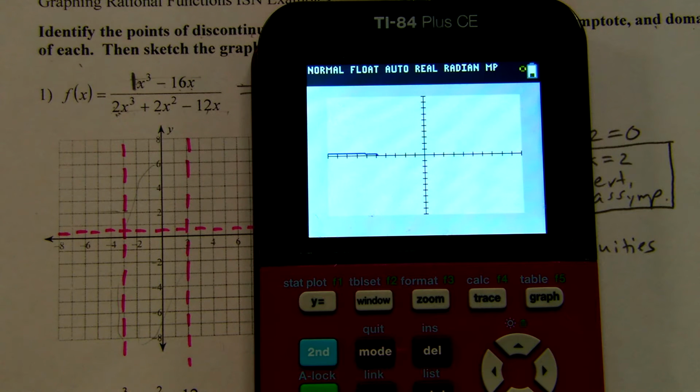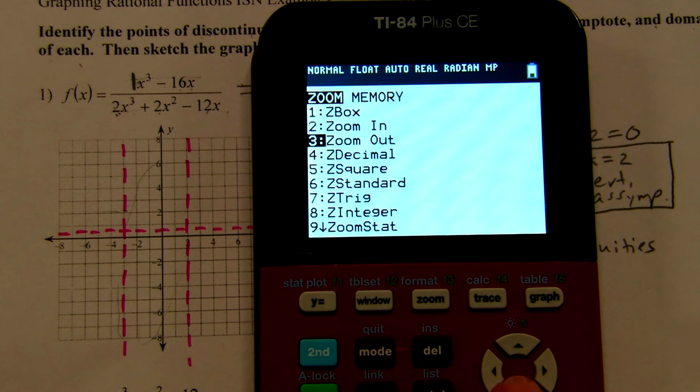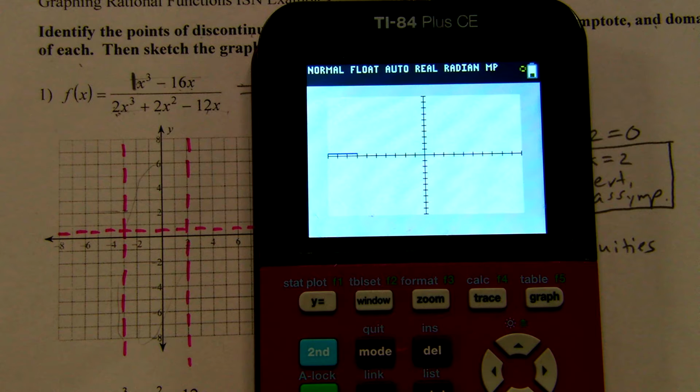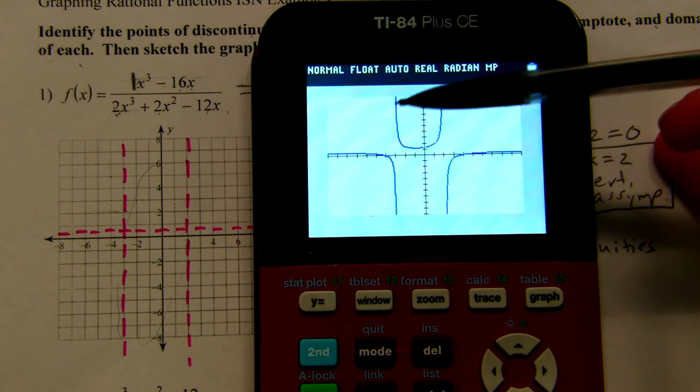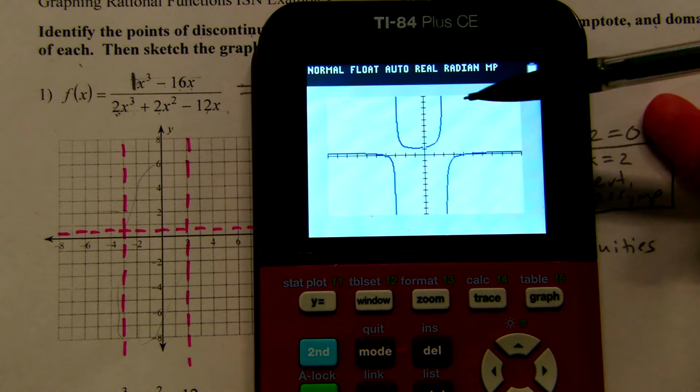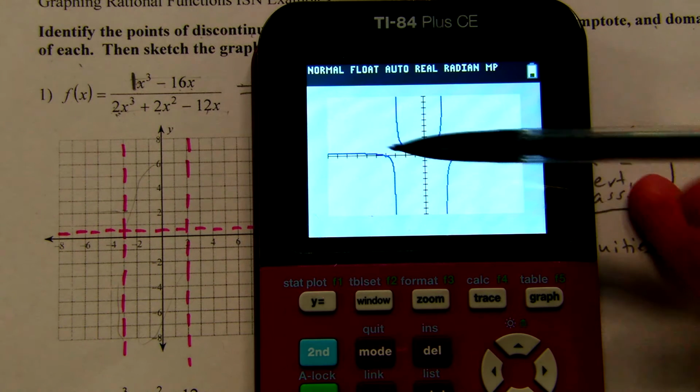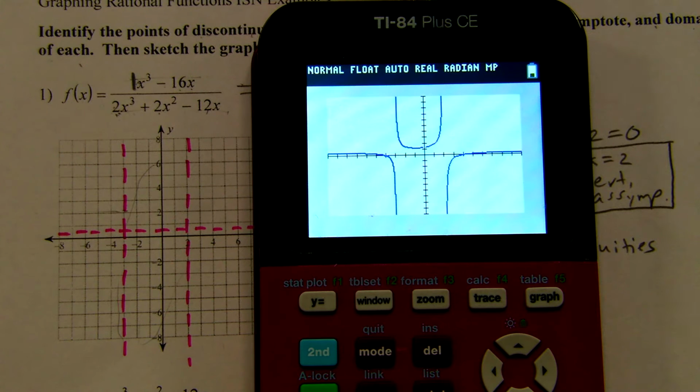If you are not on a normal -10 to 10 window, you could do a zoom number 6. So I'll show you that. If you push zoom and then you select number 6, that gives you a standard window. And for most of these, I think the standard window will work. And you can kind of see the 3 pieces and how they work. What the graphing calculator does not do is show you those asymptotes, but you can see there's like a little imaginary break there, an imaginary break there, and you can kind of see how that's working out. And we can get the general shape of the graph from that.